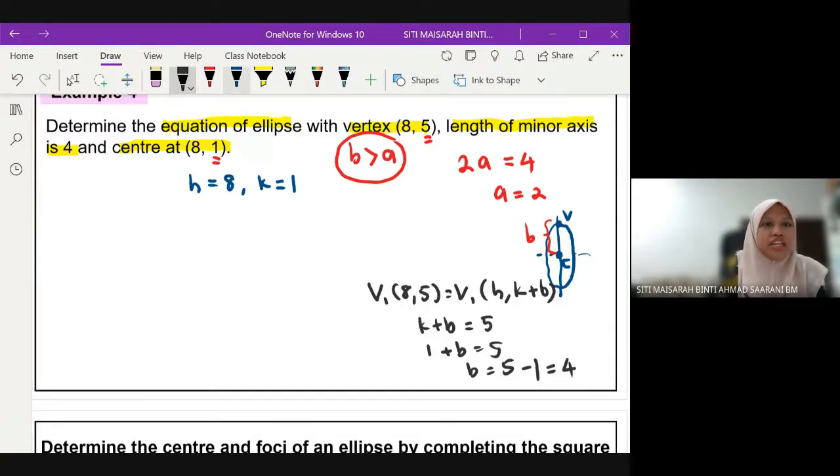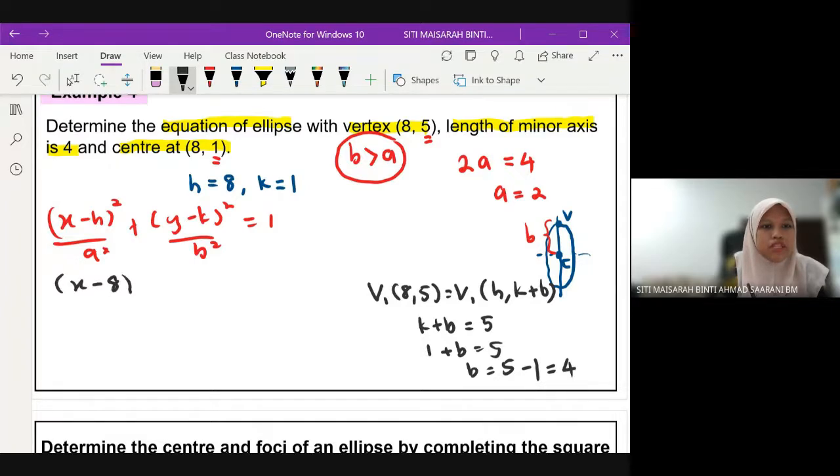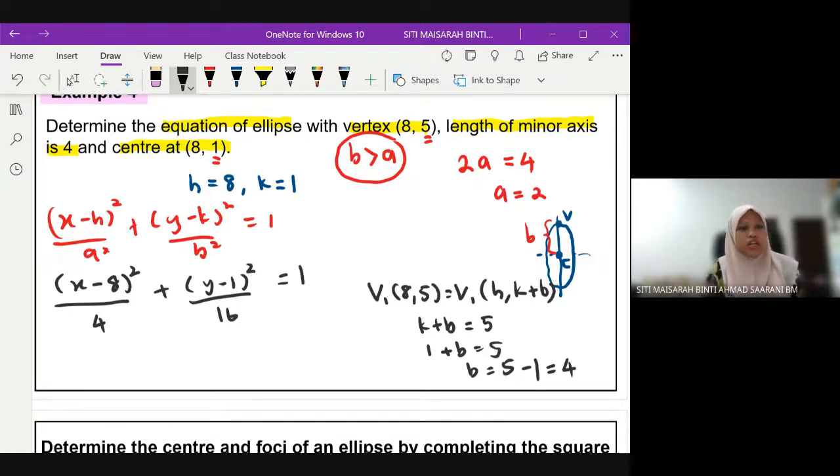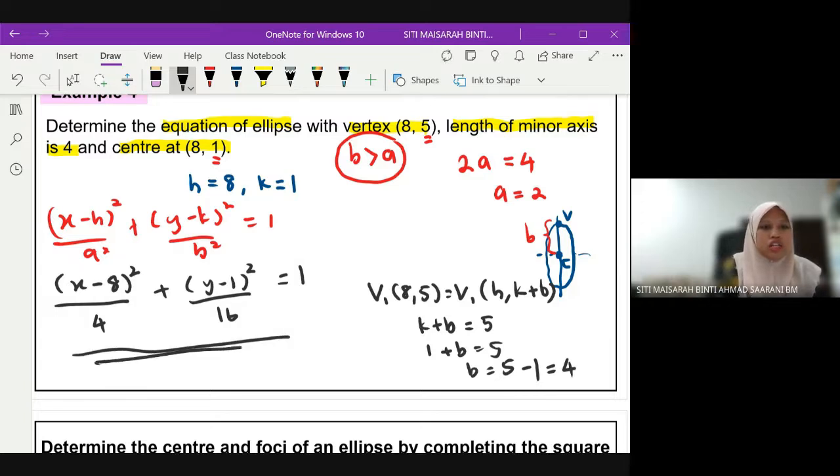So finally, the standard equation is (x minus h) squared over a squared plus (y minus k) squared over b squared equals 1. So finally the equation is (x minus 8) squared over a, which is 2, so 4, plus (y minus 1) squared over 4 squared, which is 16, equals 1. So this is the equation of the ellipse. Did it ask us to draw?